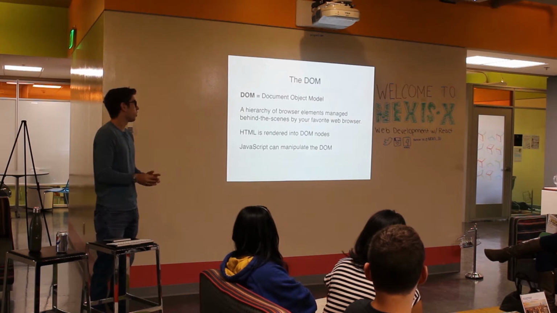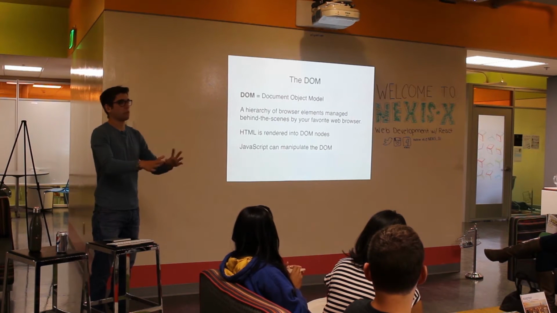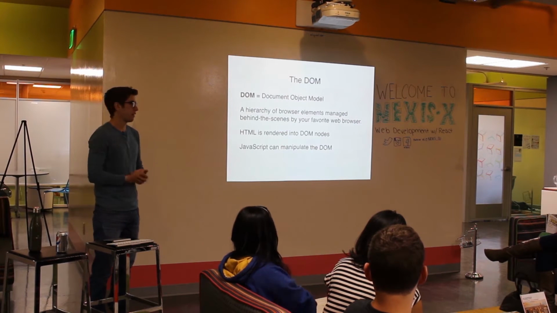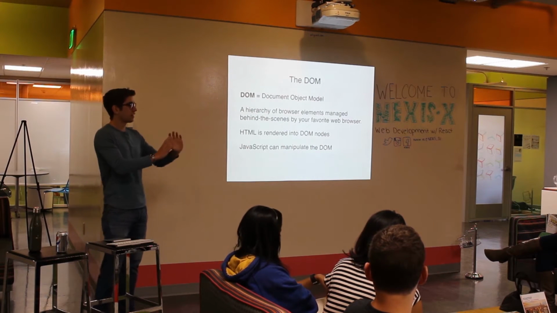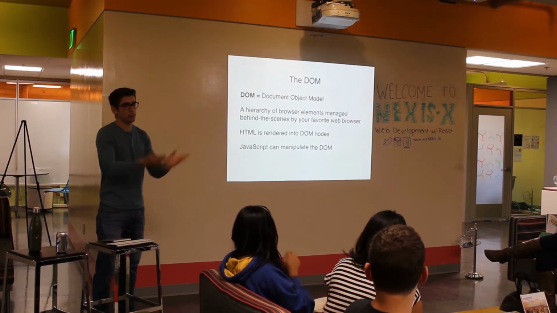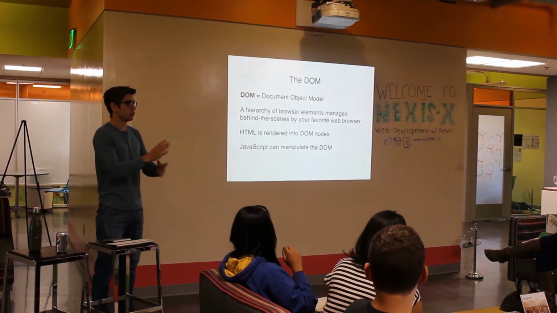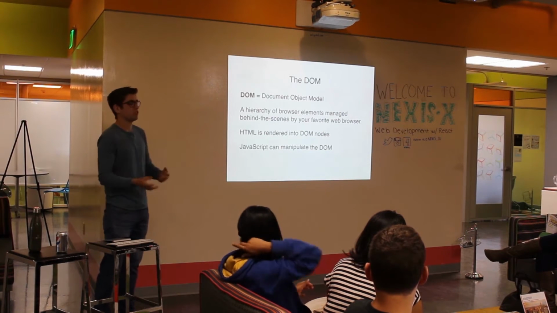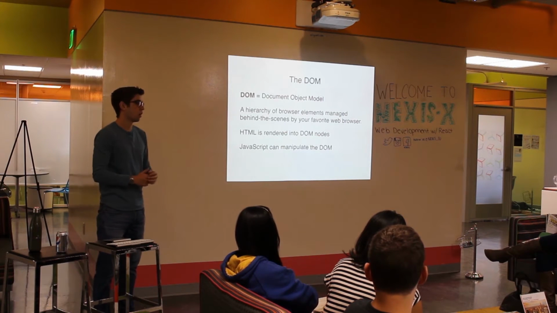The DOM stands for the Document Object Model. It's a standard, a hierarchy of browser elements that your web browser, whatever it may be, manages in the background. Basically HTML is rendered into DOM nodes. You know how we had that little hierarchy, like the body tag with things inside it? The DOM is a hierarchy. With HTML, you're saying this is what you should do on the DOM, and then JavaScript manipulates the DOM. That's how you interact with it. It says, add this content here, or launch this alert, that kind of thing.